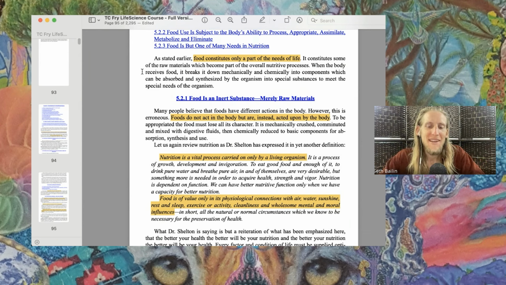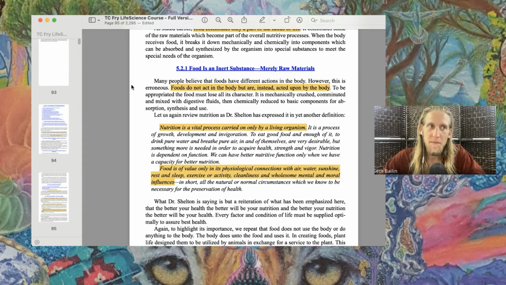But according to these guys, no, the body's the only thing that does the action. It will always react to what's put in it. So the body is reacting to the lemon. The body is reacting to the turmeric and black pepper or whatever. The body is creating a certain reaction based on what it is given. So they really emphasize this, that food doesn't act on the body. The body acts on the food.